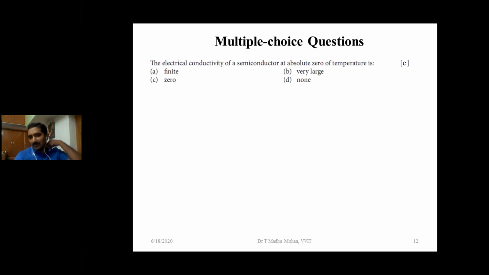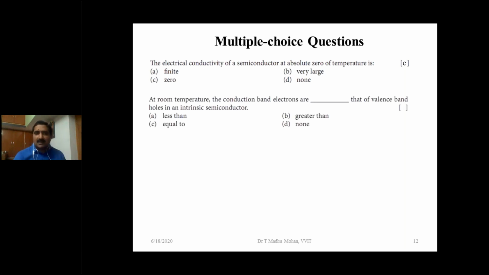Multiple choice questions. The electrical conductivity of a semiconductor at dash temperature is, so that means the electrical conductivity is 0. That means at 0 Kelvin. Next, at room temperature, the conduction band electrons are dash that of valency holes in an intrinsic semiconductor. Already we told that at room temperature, the number of available electrons in the conduction band is equal to the number of available holes in the valency band. So, C.